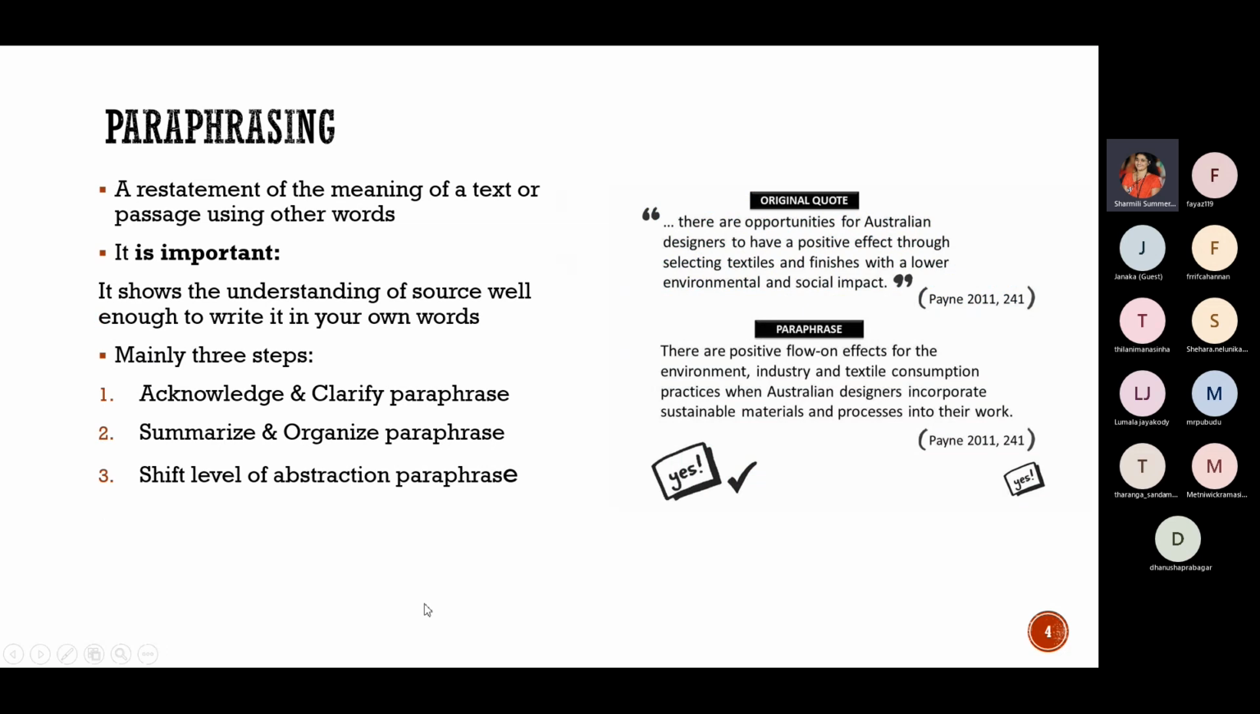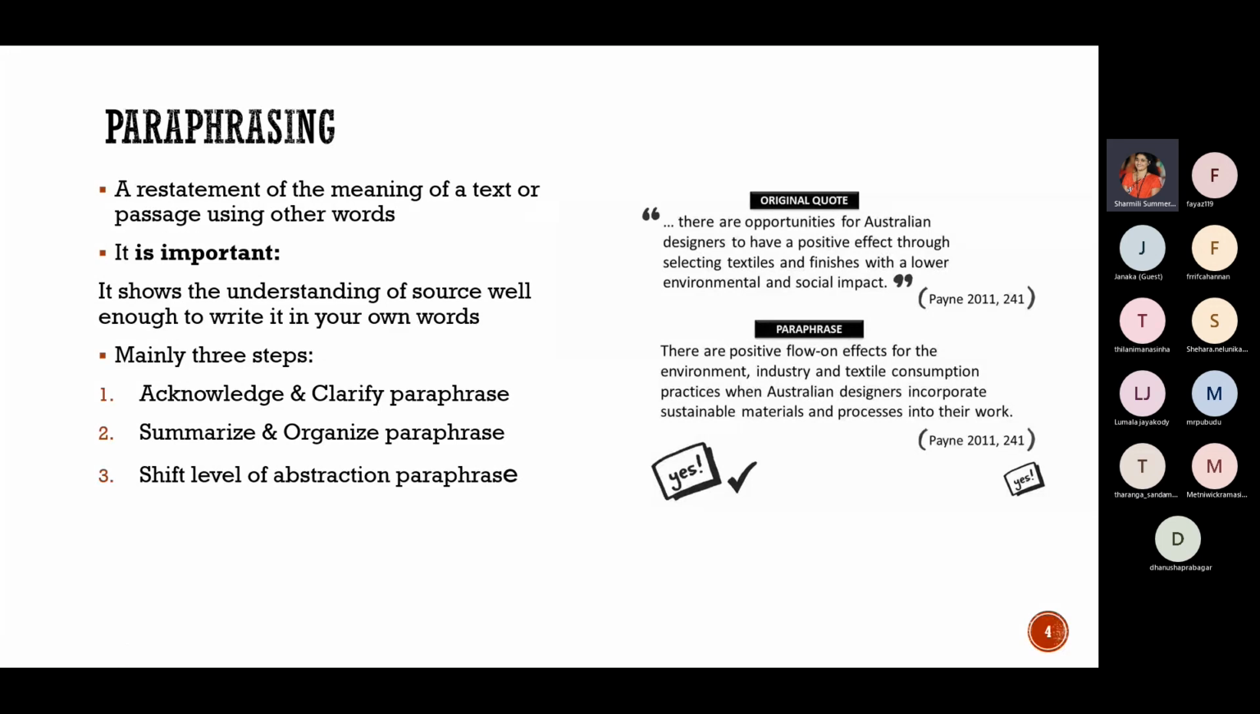Paraphrasing here, this is paraphrasing. So paraphrasing is a restatement of the meaning of a text or passage using other words. So this is the original quote. You are going to use this phrase, this paragraph, but you are saying the same thing in a different manner.